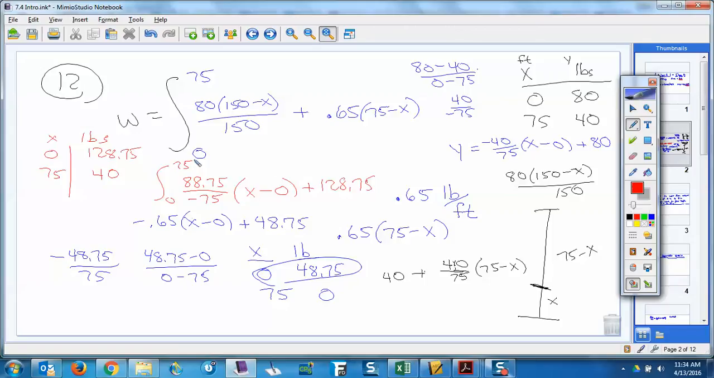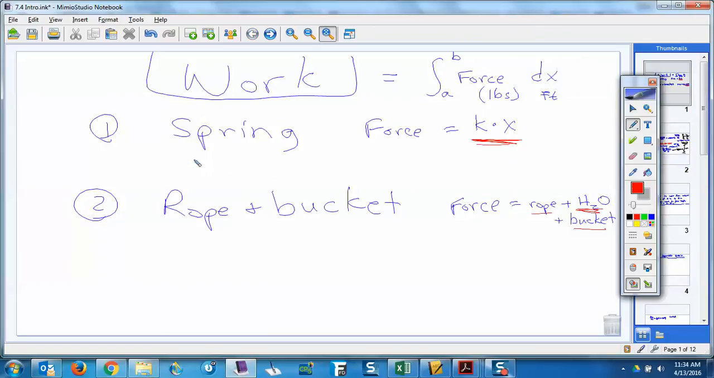Go with that. So, again, what do we need to have? We need to have pounds in here. What are the pounds that we have? And it's a changing amount. Somehow it's going to be changing, right? It's changing in the rope bucket problem because we have less rope as it comes up. And also, if it's leaking, we might have less water. But if it's not leaking, then it's only the rope we have to worry about, and the rest of it just adds on and stays constant. And then, of course, in the spring problem, the force changes, and that's why we have that equation.